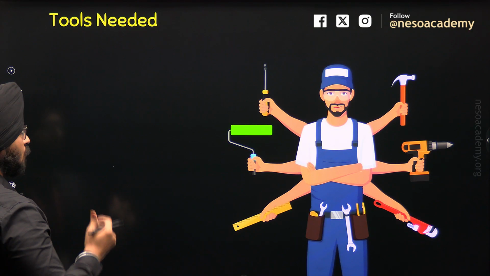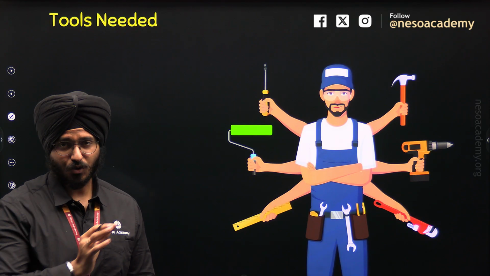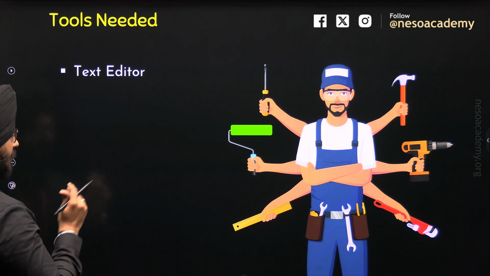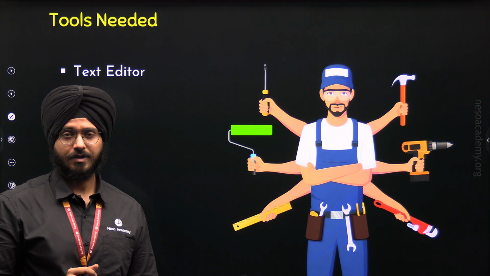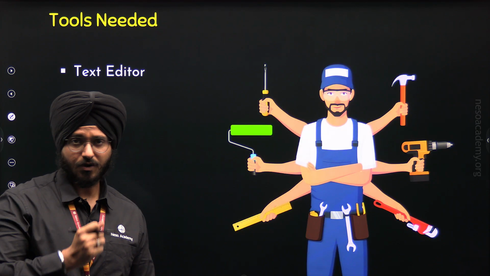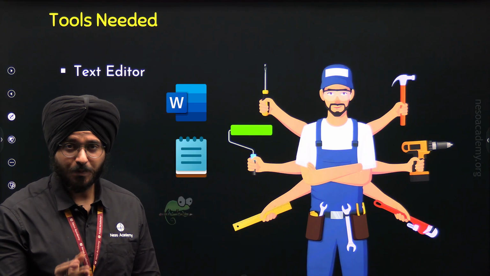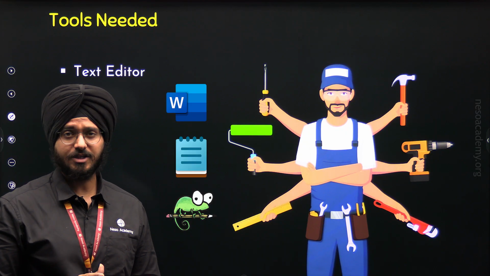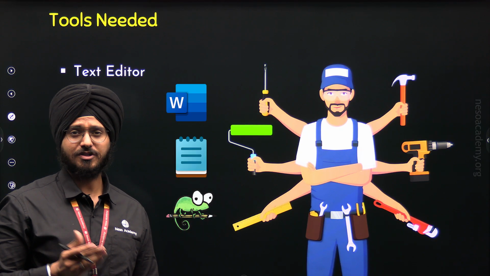Let's quickly learn what tools we need for the purpose of writing and executing our own C++ programs. The very first tool we need is the text editor. Text editor is the program that allows us to write some text on it. We need a specific text editor which allows us to write C++ programs. You might have heard of Microsoft Word, Notepad, Notepad++. These are some examples of text editors. They are very good editors, but they are good for plain text, not that good for C++ programs.